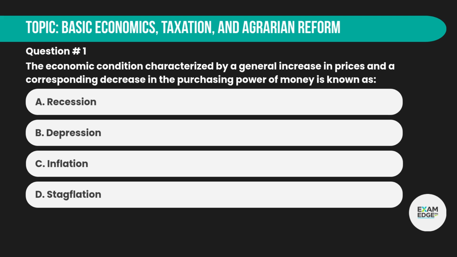Question number 1. The economic condition characterized by a general increase in prices and a corresponding decrease in the purchasing power of money is known as A. Recession, B. Depression, C. Inflation, D. Stagflation.